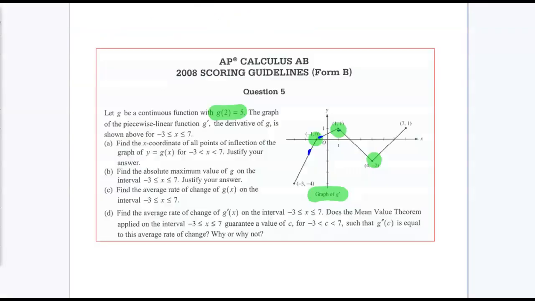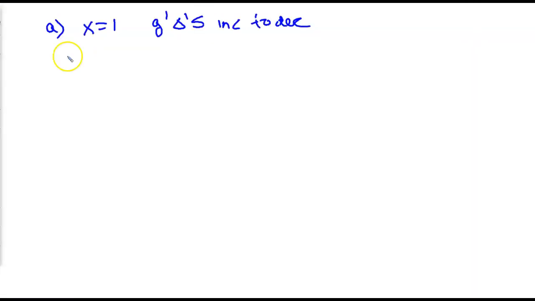So my first inflection point is going to be at x equals 1, and the rationale is simply that g prime changes from increasing to decreasing. My second one is going to be at x equals 4, and that is where g prime changes from decreasing to increasing.